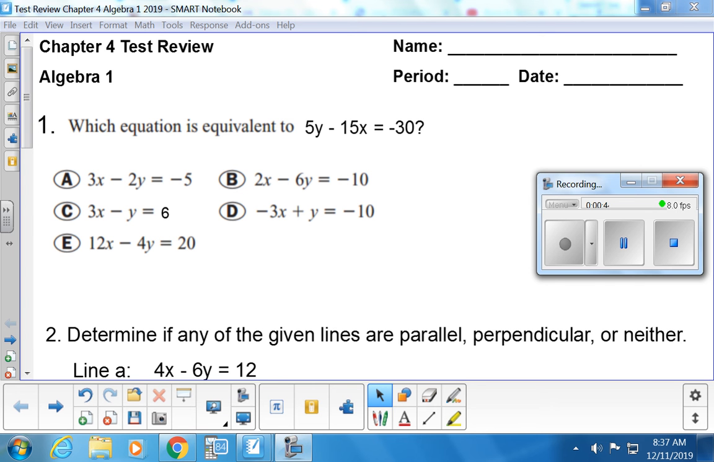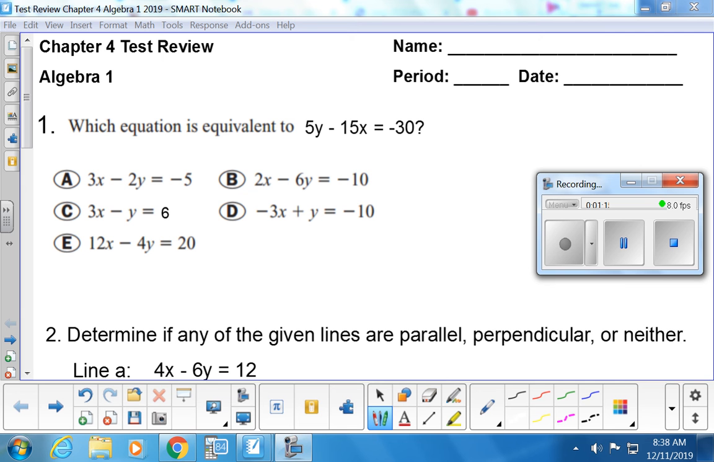Which equation below is equivalent? How are we going to figure this one out? This looks hard. Any ideas? Solve for y? I was thinking that, but none of these are solved for y. Any ideas, Brad? It's D. How'd you get that? Putting it in standard form? It kind of already is in standard form because x and y are solved.